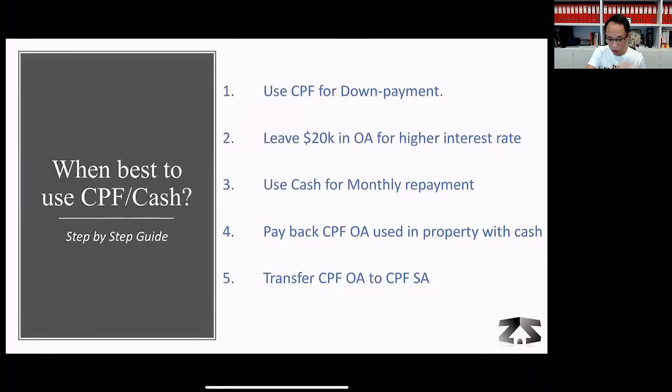All right. So I come to the end, right? This is the last slide. I think this is the best slide that summarizes everything, right? When is best to use your CPF or cash? This is a step-by-step guide. All right, please follow me.